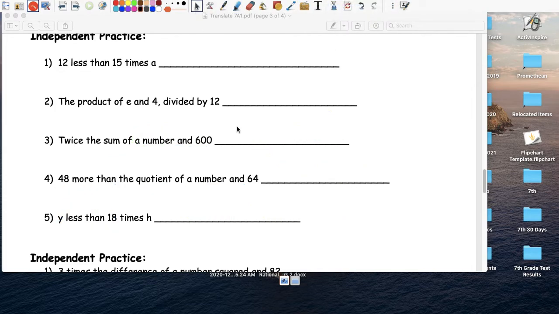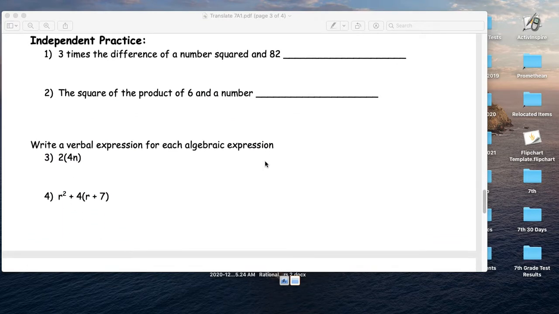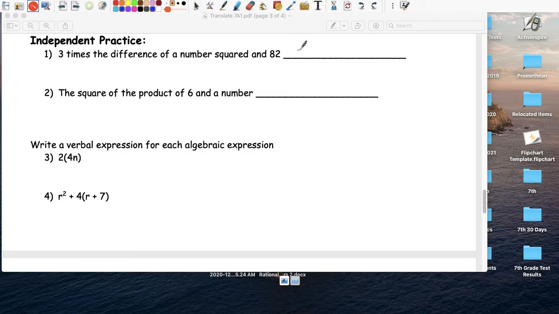All right, so done. Independent. So 3 times what? The difference. Well, the difference means subtraction. What are we subtracting? A number squared. So let's go a squared and 82. So we have to put this in parentheses. Okay, because we're finding the difference and then multiplying by 3.